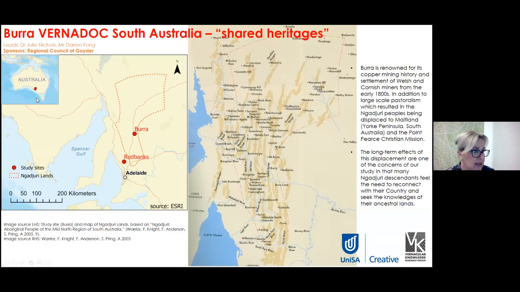Okay, so we've got here Australia, and we're in the southeastern side of Australia, Adelaide, and you can see this map here. Then Red Banks is the conservation park which Quentin took our students to contextualize how land was before white settlement. And then Burra is further located to the north of Red Banks. And the dotted area is Ngadjuri land. And this map next to it, in more detail, showing the place names, depicts Ngadjuri land.